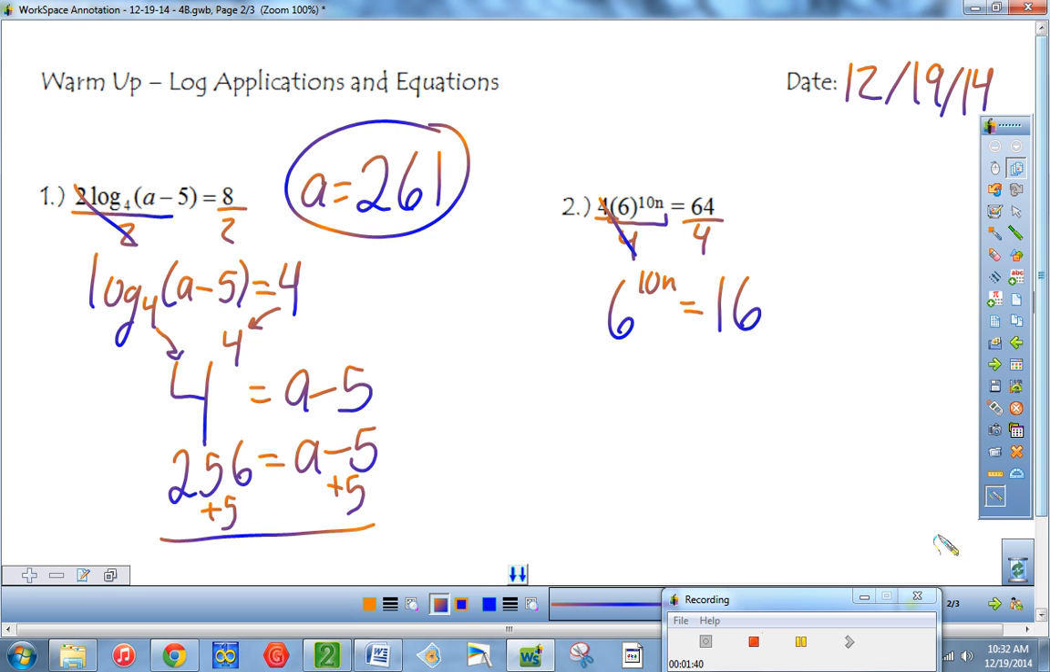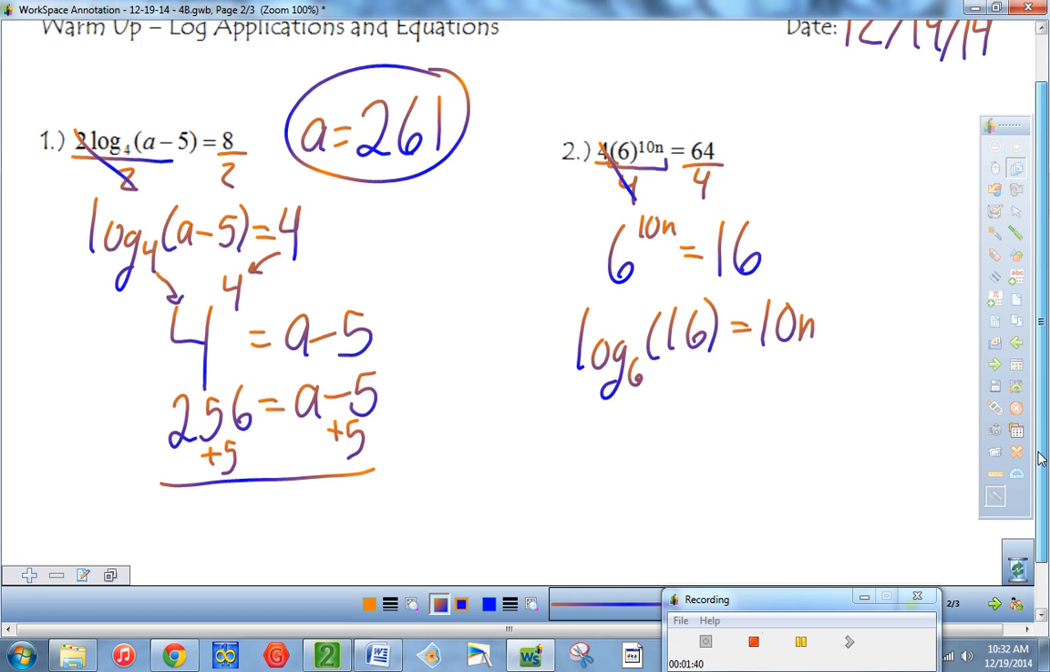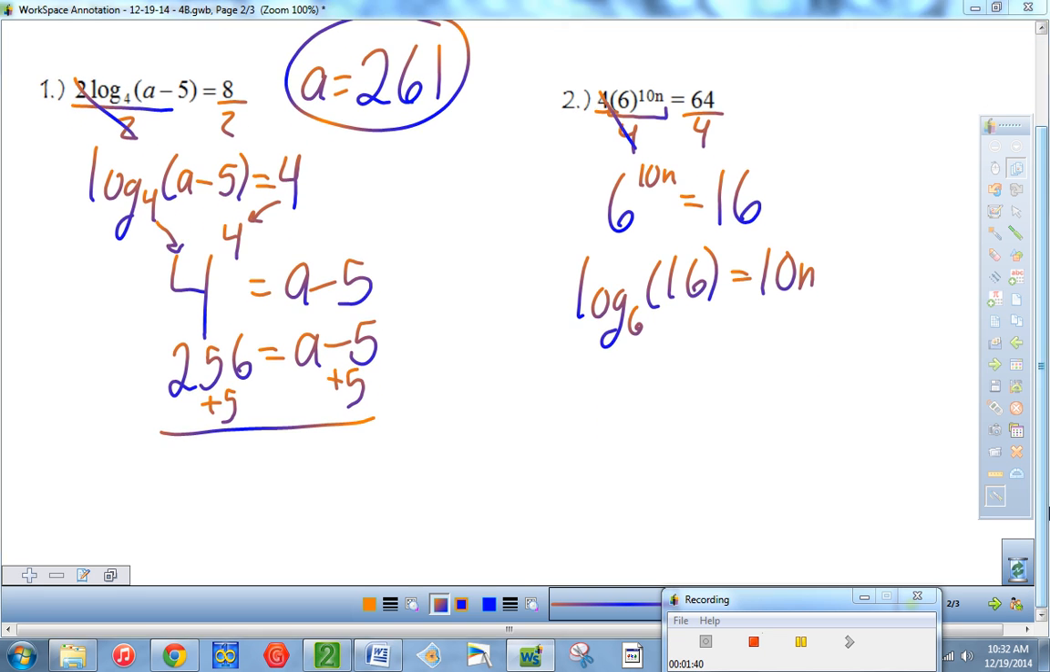Convert it to a logarithm. So if this is the base for the exponent, it'll be log base 6, and then you switch these two around. Of 16 equals 10n. So this part you can't do without a calculator unless it's a really nice one. So we use the change of base formula, and you're going to practice it so many times today that you're going to get really, really good at it.